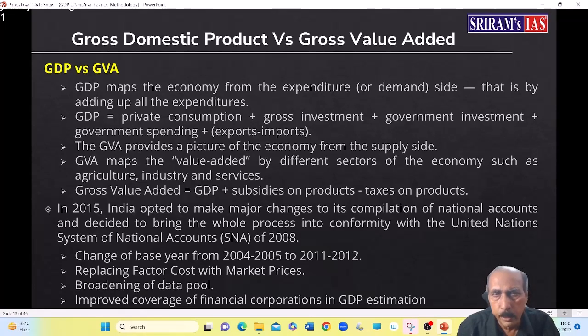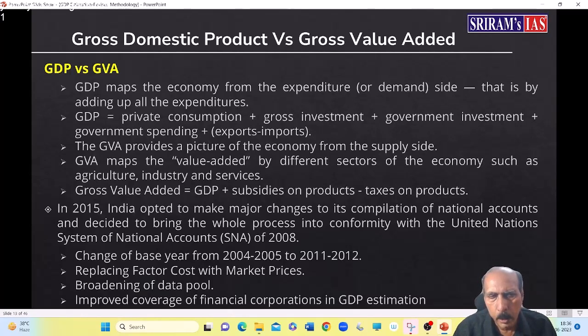More recently, as you know, we started measuring the GDP and the GVA, gross domestic product and the gross value added. So what is the difference between the two? The GDP measures the economy's worth from the expenditure side or from the demand side. That is, by adding all the expenditure together, we get the GDP. Or we can also get the GDP from the income method, as I said. But normally, it is easier to use the expenditure method to calculate the GDP, because the expenditure data is easily available with us.